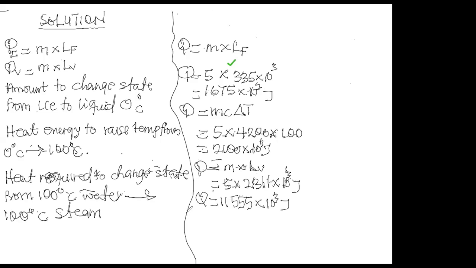So the total energy Q total will be adding all of them. Okay, 1675 plus the next one, 2,100, plus 11,555, all expressed in kilo. So put the numbers together for me.